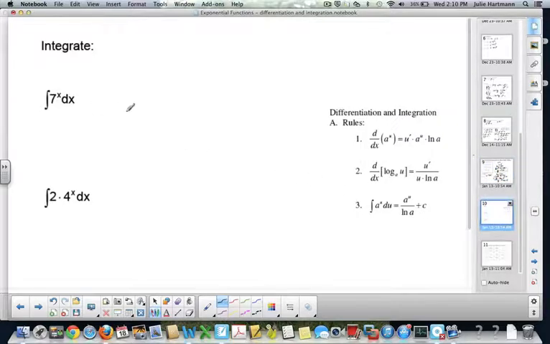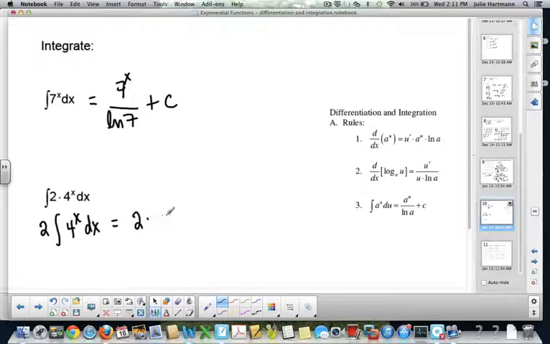The next one, when you integrate, here are your rules again. The integral of a to the u is a to the u over ln of a. Okay, so again, this one really is just memorizing. The derivatives, you can figure them out. Integrals, you really can't. So if it's 7 to the x, the integral is 7 to the x over ln of 7 plus c. With this one, 2 can come out in front. So you get 2 times 4 to the x over ln of 4 plus c.